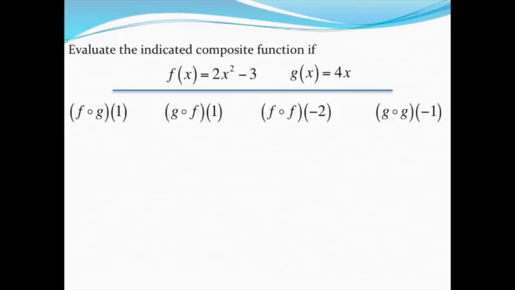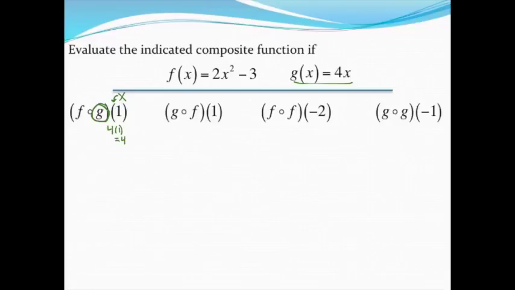To evaluate a composite function, I'm going to begin with the x value they've given me in parentheses. So in this first example, my x, my input, is 1. I'm going to begin by plugging that value into the g function, the function closest to it. So taking a look up here, I'm going to plug in 1 for x and evaluate. So I've got 4 times x, or 4 times 1, which equals 4.